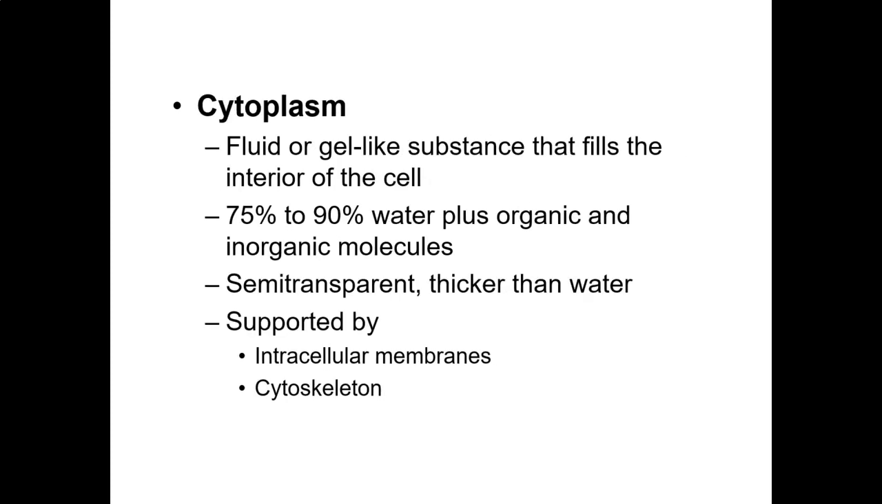All cells have something called cytoplasm, and this is the substance inside the cell. It's a fluid or gel-like substance that fills the interior of the cell. It is mostly water, 75 to 90%, and then there are some other items within the cytoplasm. It is semi-transparent, it is thicker than water, and it is supported by the intracellular membranes and something we call the cytoskeleton, which is one of the organelles within our cells that kind of keeps the cell from collapsing on itself.